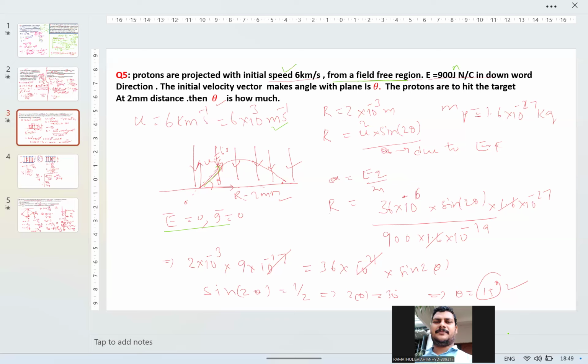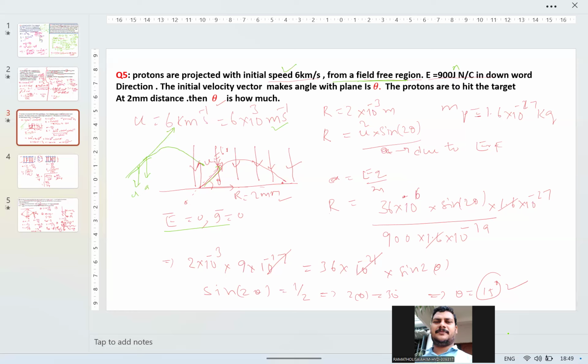So I am writing the diagram from the given question. This velocity is making an angle theta. Now these are the electric field lines, and in the electric field the particle is moving. If this electric field and gravity were not there, the particle would move straight like this. But because of the acceleration acting against the velocity direction, the velocity is decreasing and the path is changing into a parabola, as we studied in projectile motion.